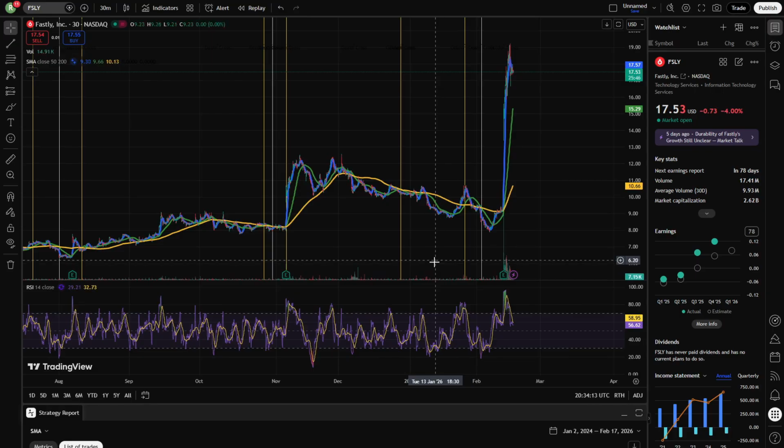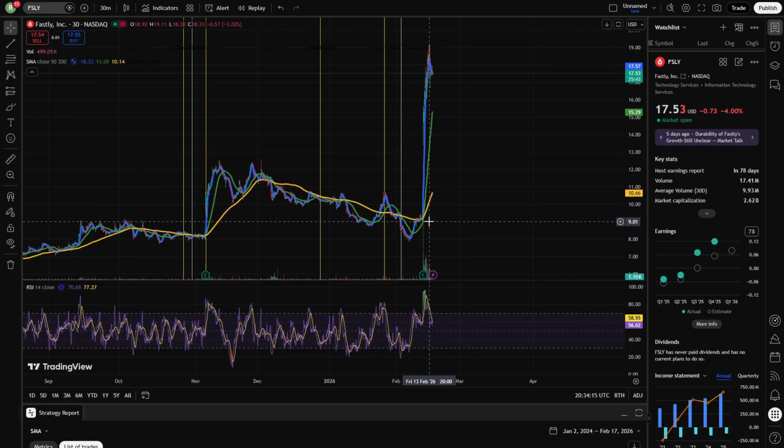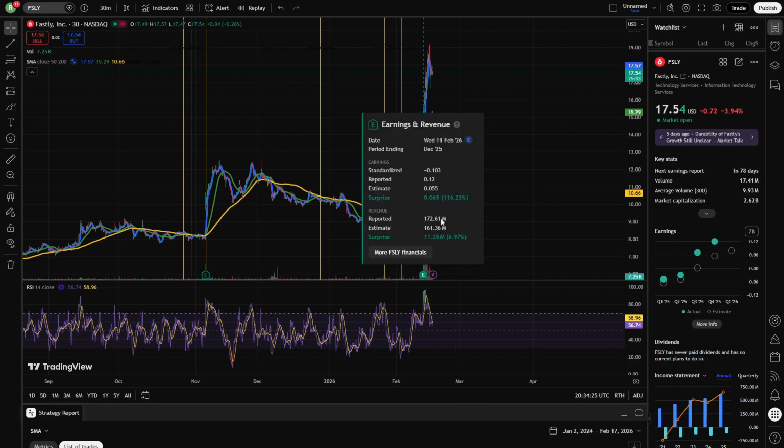Now, if we get back into the stock, it is quite obvious that it absolutely exploded here yesterday. Now we can see it rose all the way from 9.20 up to its peak at 19.15. Now the reason for this is quite obvious right here. Their earnings surprise was up by 116.23%. That is absolutely crazy, as well as a revenue spike at 6.97.